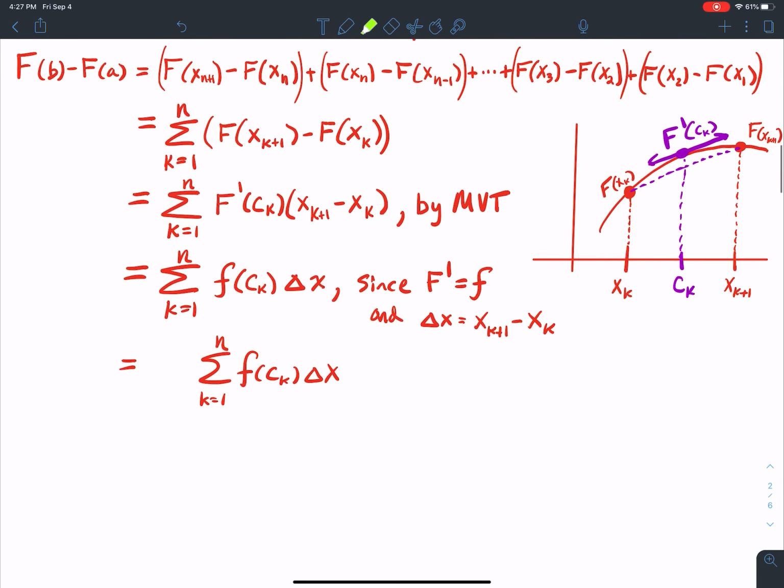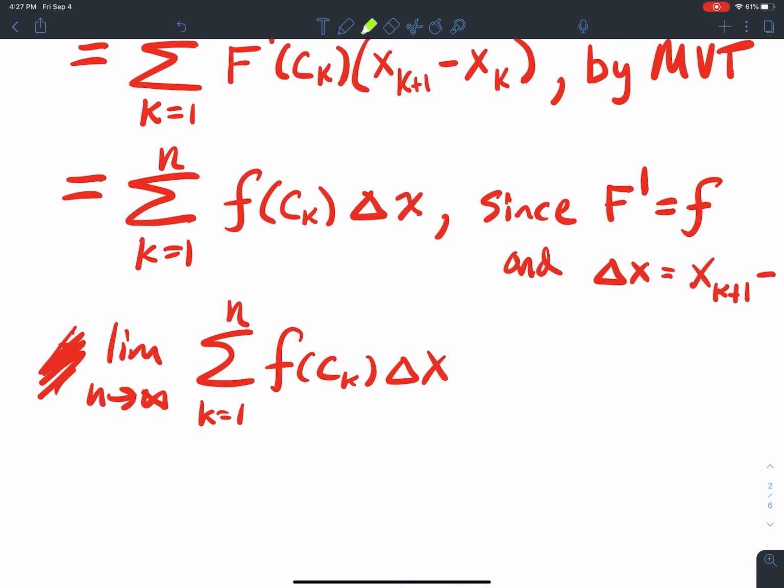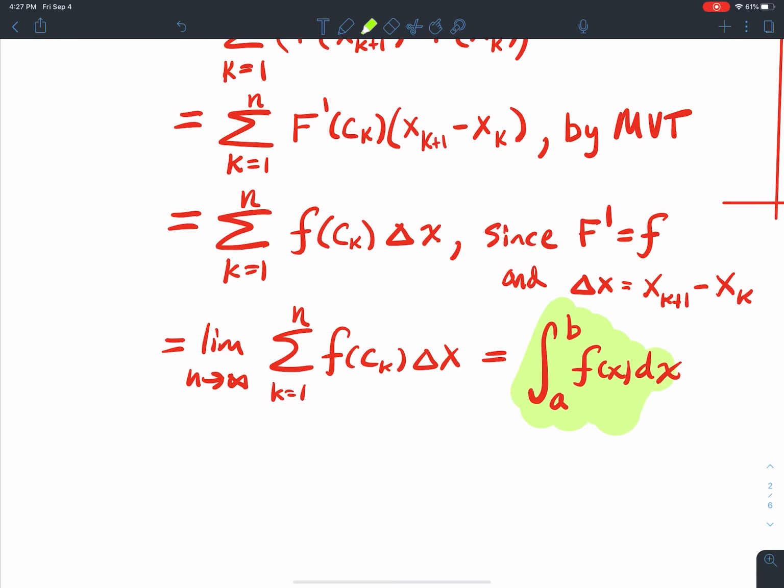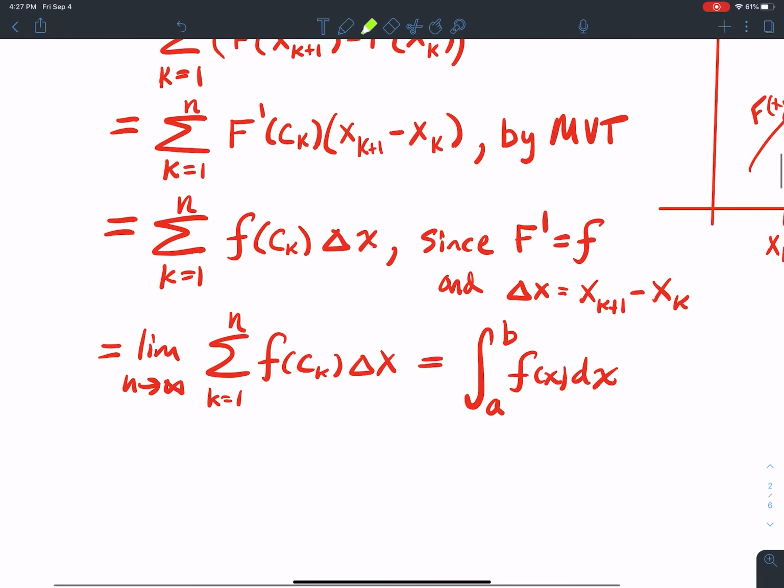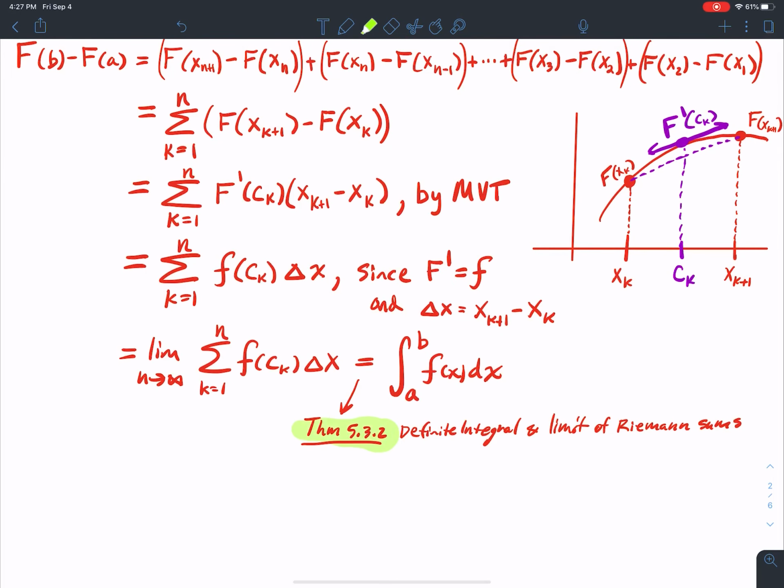Now, what do I know? This, okay, I shouldn't have the equal sign there, but this right here, if I take the limit as n goes to infinity, now I'm not taking just n equal to 50 rectangles. I'm saying I have infinitely many rectangles here. What did we learn in another video? We learned that was actually equal to the definite integral from a to b of f of x dx. That's theorem 5.32 in your textbook, where it relates the definite integral and the limit of the Riemann sum.